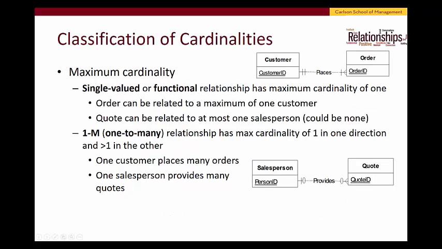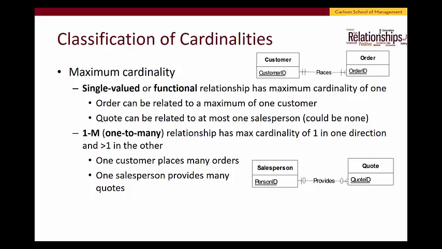Next, we're going to discuss the classification of cardinalities, starting with the maximum cardinality, which we sort of talked about being a little bit easier to digest. So there are 4 classifications of maximum cardinality defined on this and the following slide. All of them describe the cap or upper limit on the number of entities participating in a relationship. A single valued or functional relationship has a maximum cardinality of 1. The places relationship is functional for order because an order must be related to a maximum of 1 customer.